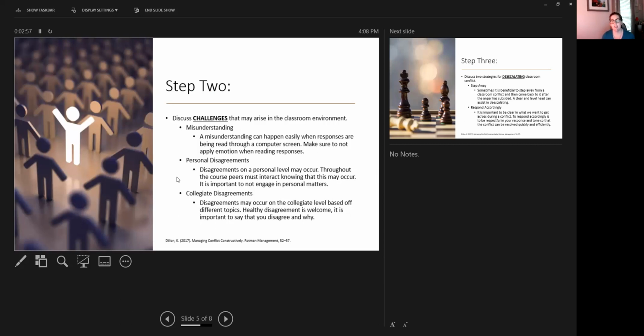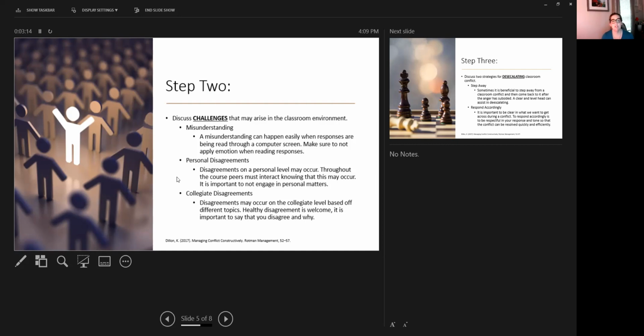So misunderstanding can happen easily when responses are being read through a computer screen. It is hard to hear tone through writing. So it's important to keep that in mind and make sure that you're not applying emotion when you're reading responses.